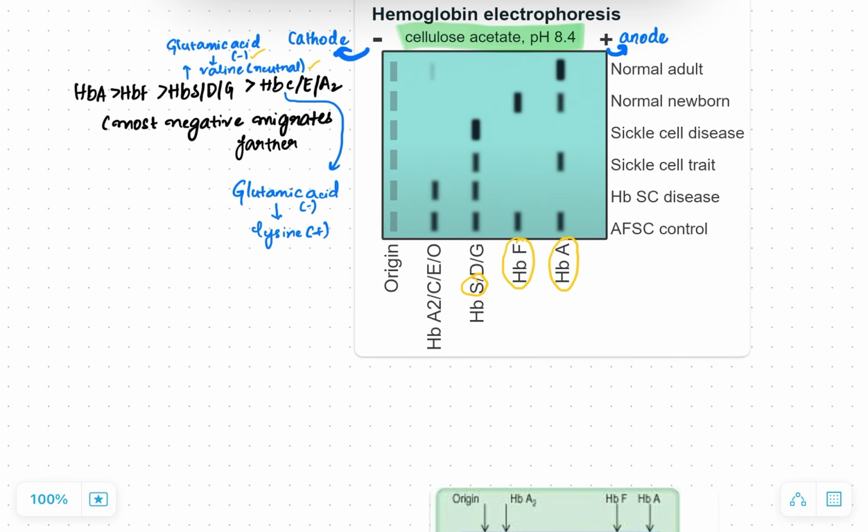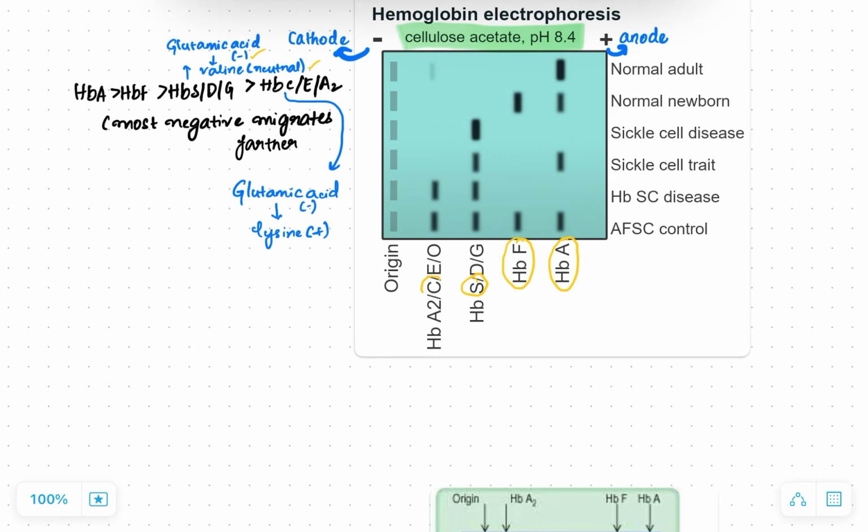Next is HbA2 and HbC. In HbC, the glutamic acid is replaced by positively charged lysine. So it is much less negative and more positive than HbA, and it moves the least distance of any hemoglobin. So the order is HbA, HbF, HbS and HbC.